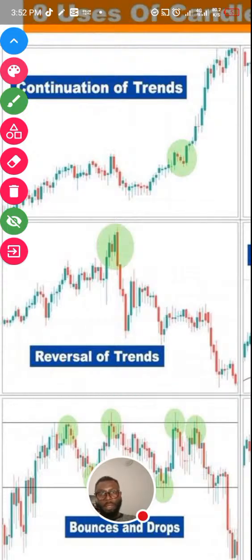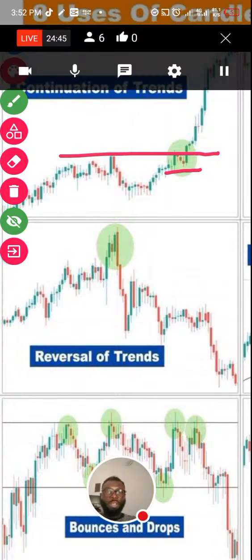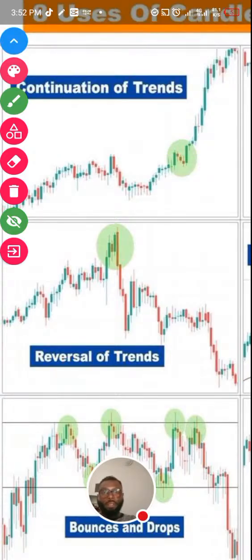Just as I told you, for taking your entry for a continuation of the trend, you want to take your entry just at the break here. SL here, your TP here. Simple trade, and you're doing well. Okay, let's go to the next one.